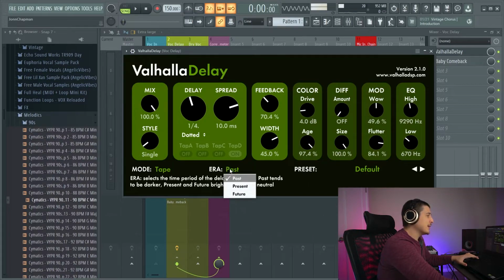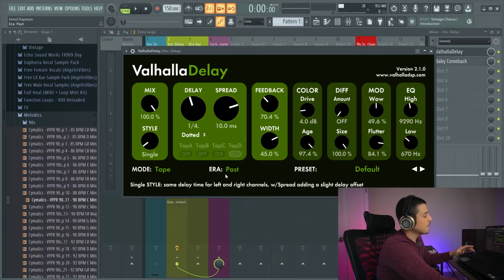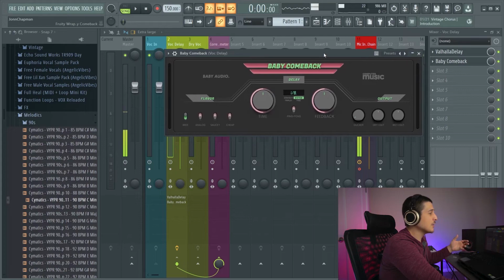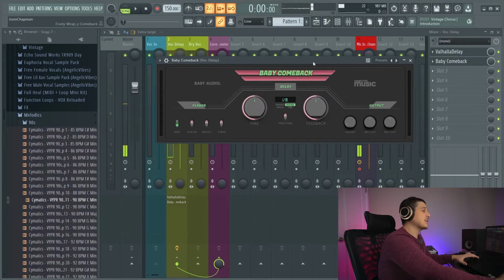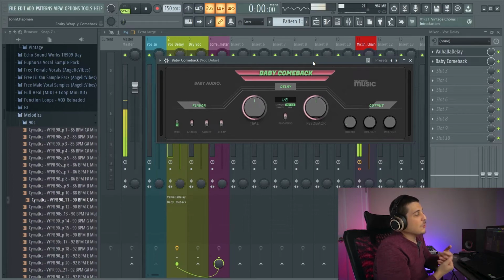Here in Valhalla Delay, to take it a step further, we have past, present, and future as eras. Anything past is darker, future is brighter. And on top of there being these different types and emulations, we're also sometimes going to get ducking, like the ducking in Baby Come Back, which is fantastic because what it's going to do is duck your delay out of the way of your source signal without you having to go in and set up your own side chaining.